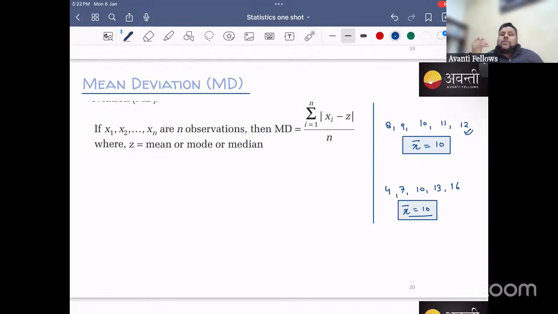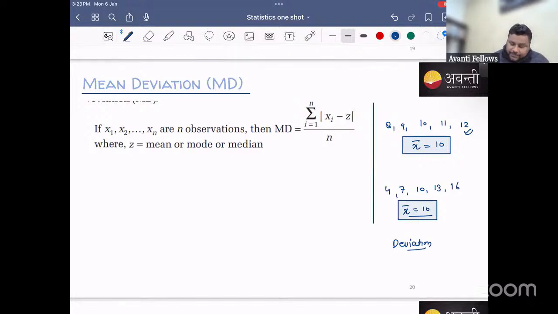The second one is also good, but will not be considered as good because his variation is too much. In one match, he's scoring 4 runs. In one match, he's scoring 10 runs. In one match, he's scoring 60 runs. So there is a heavy variation. This variation is what we call deviation. Deviation is how much the data is deviated from a particular central tendency.